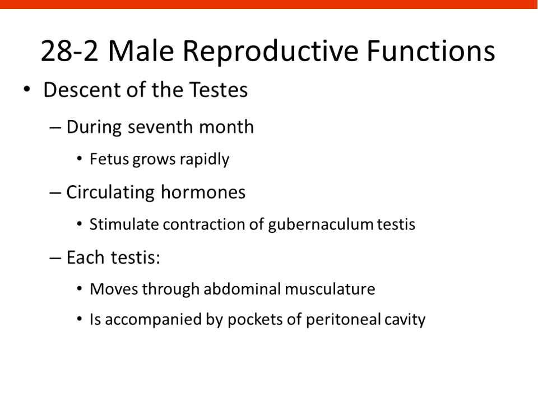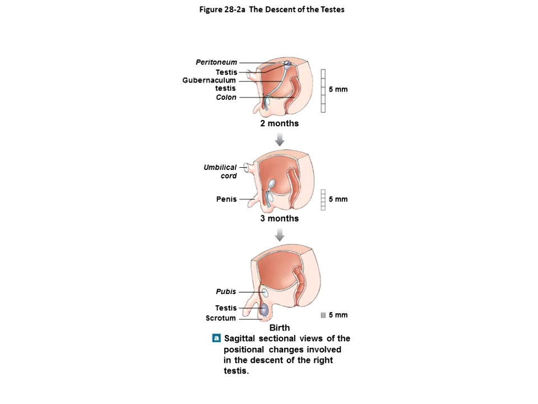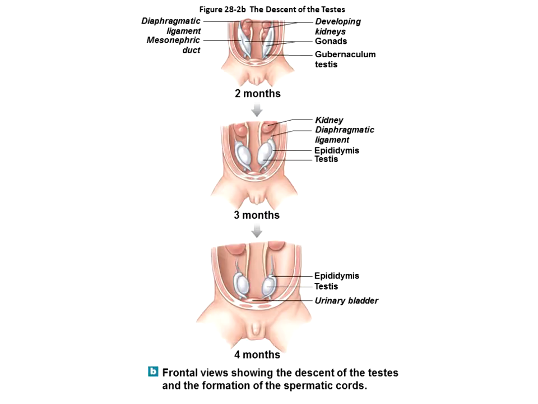So during the 7th month, the fetus grows pretty rapidly. The circulating hormones stimulate the movement of the descent of the testes. Each testis has to move through abdominal musculature, and it's accompanied by this pocket that's been created in order for the testes to reside in there. So here we have the descent of the testes taking place, as it goes down into the scrotum. And then here are those gonads.